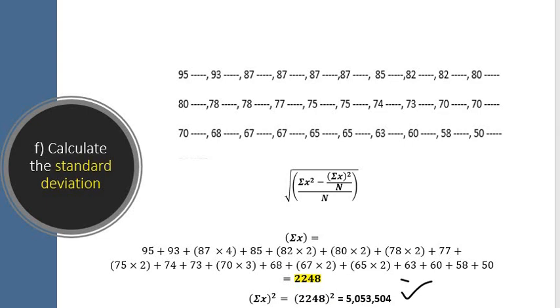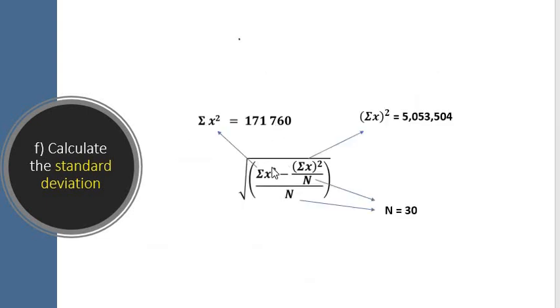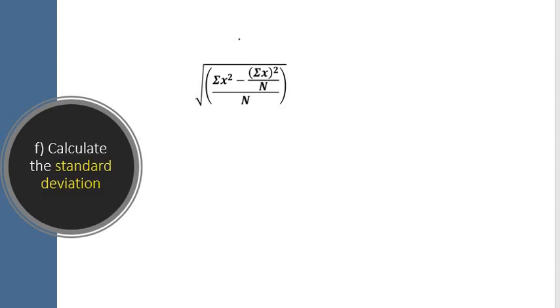Okay, so the next step, we're going to identify the values that will be replacing the sum of x squared and the sum of x to be squared. As you can see, n is actually 30, the number of values in our data set, and we got these scores. These are explained already. So once we punch them into the formula, we should have something looking like this.